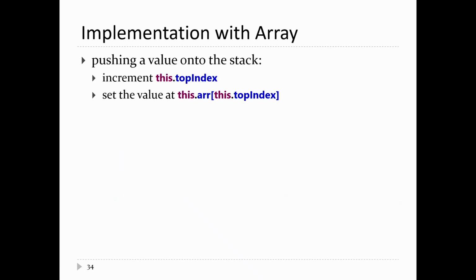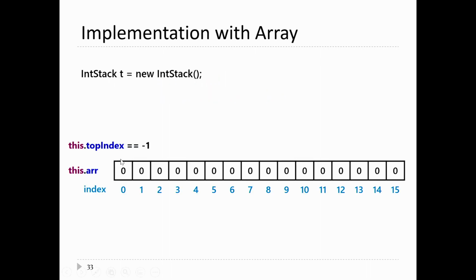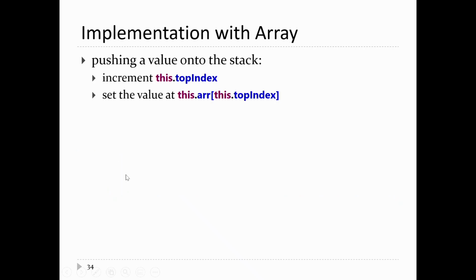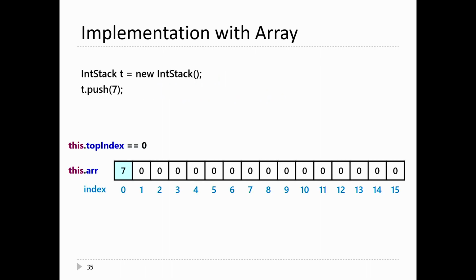When you push a value onto the stack, what do you do? If I push a 1 onto the stack, for example, I want to replace the first element in the array with a 1. How do I do that? I take top index and add 1 to it, so that gives me 0. And then I set the array element at top index. So increment top index, set the value at index top index. Pretty easy. So here we go. I'm going to push a 7 onto the stack. Top index becomes 0, and then I set the array at index 0 to the 7.